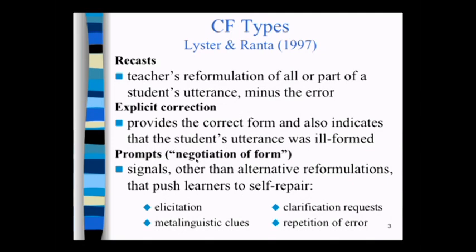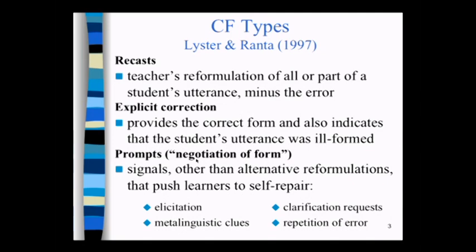So I want to go back to a paper that was published in 1997 that I wrote with Leila Ranta, where we defined 6 different feedback types in a set of immersion classrooms in Montreal, French immersion classrooms. So basically we observed recast, which you are probably very familiar with, a very implicit way of reformulating what the student has said. We also observed what we called explicit correction, that is when the teacher also reformulates the response but makes it very clear to the learner that what he or she had said was erroneous.